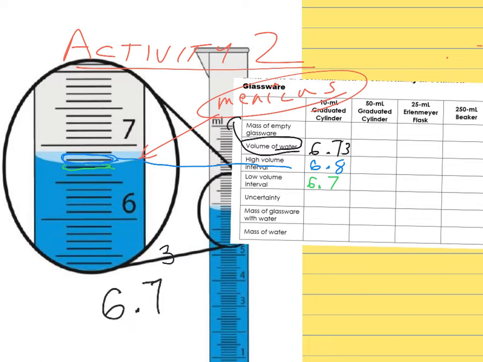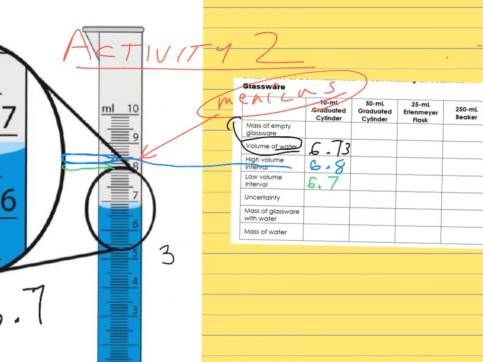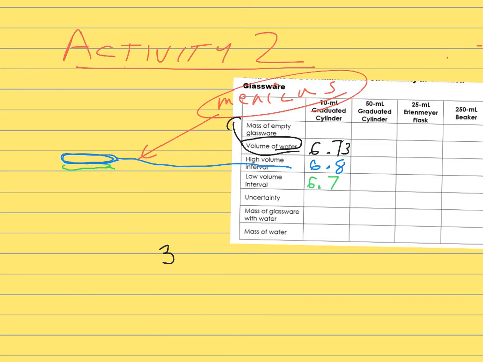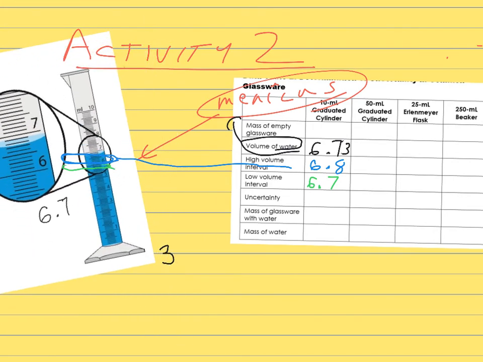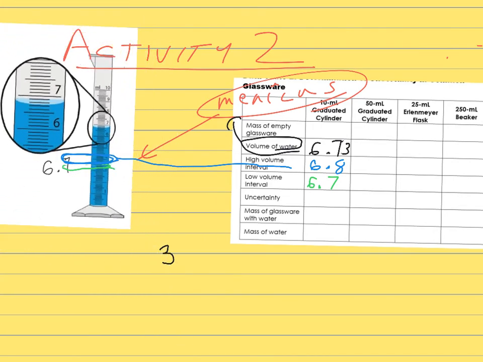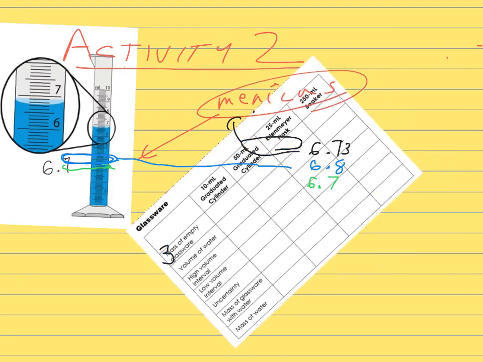So they would say your uncertainty is the difference between your high and low interval divided by 2. So to figure out this uncertainty on your chart, make it small.